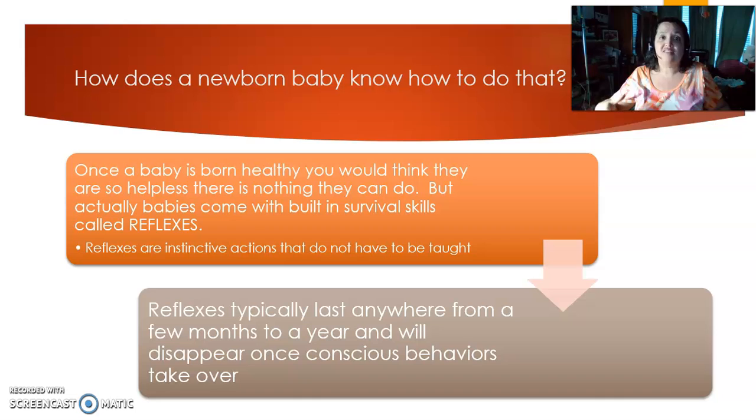And they are there as long as the baby does not have conscious control over that type of behavior. For example, eating, the reflexes will be there for the first 3 to 4 months until the child begins to develop a conscious control over it so they can start eating solid foods.